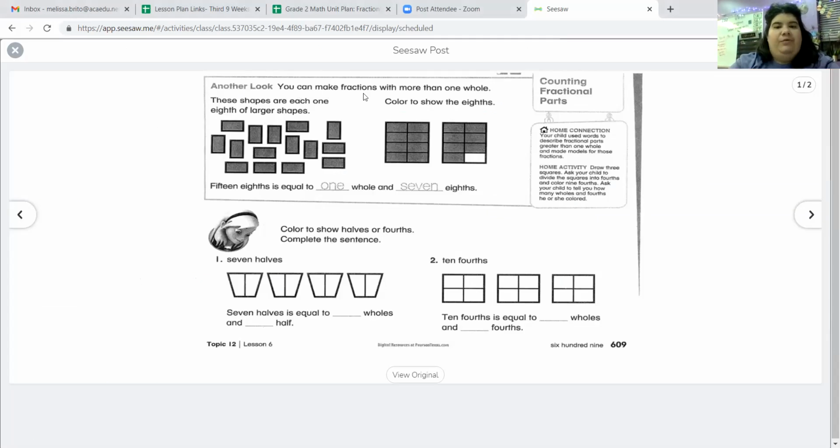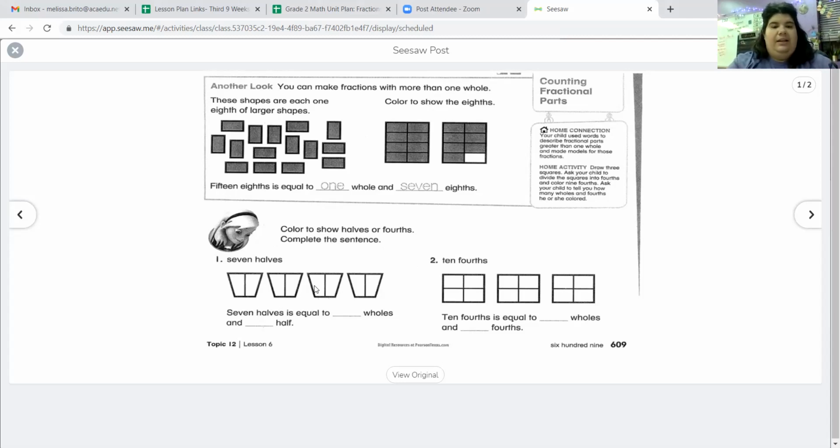So it says you can make fractions with more than one whole. These shapes are each 1/8 of larger shapes. Color to show the eighths. So it's just what I showed you on my board. So here they had 15/8. So they colored 15 parts and they had one whole and then 7/8.